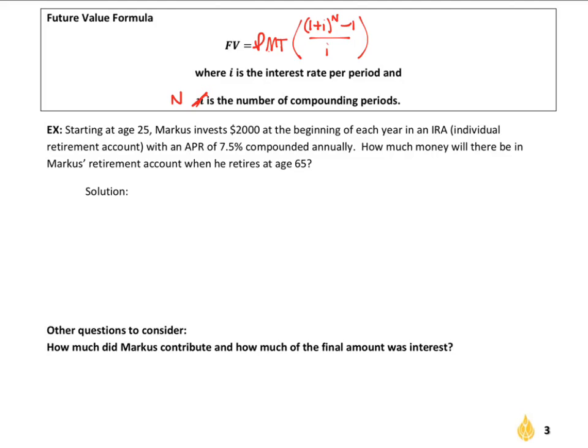So if we look at this formula up here above, we first need to know the payment. Clearly that's going to be the $2,000. And I said at the beginning of each year, actually what I meant was end. Sorry about that. Because we haven't talked about what to do about the beginning of the year. In fact, that's something for you to discover on your own as you're doing your homework. At the end of each year, he's going to put in $2,000. The interest rate is given to us as 7.5% or 0.075.